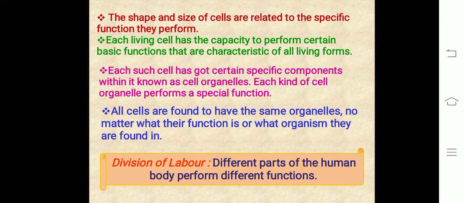In fact, each such cell has certain specific components within it known as cell organelles. Each kind of cell organelle performs a special function, such as making new material in the cell, clearing up the waste material from the cell, and so on. A cell is able to live and perform all its functions because of these organelles. These organelles together constitute the basic unit called the cell. All cells are found to have the same organelles no matter what their function is or what organism they are found in.